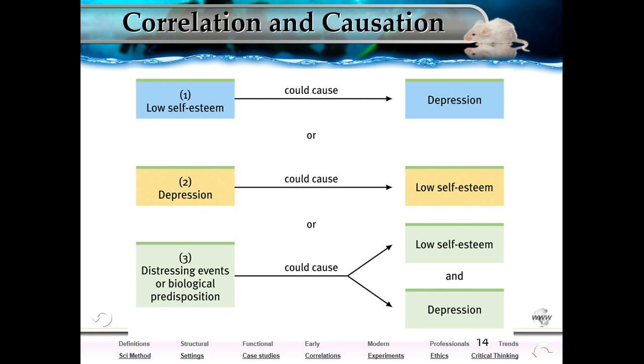So here's an example to illustrate it. Low self-esteem could cause depression, or depression could cause low self-esteem. Or you could have third variables. Biological predisposition or distressing events could cause low self-esteem and depression. The only way we could determine that low self-esteem causes depression is by conducting an experiment, and that's where terms like independent variable and dependent variable come in.